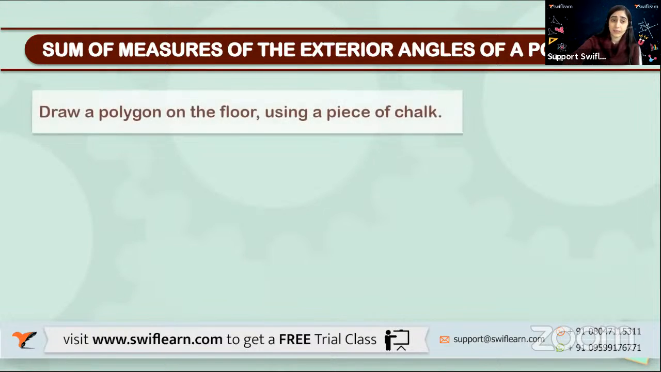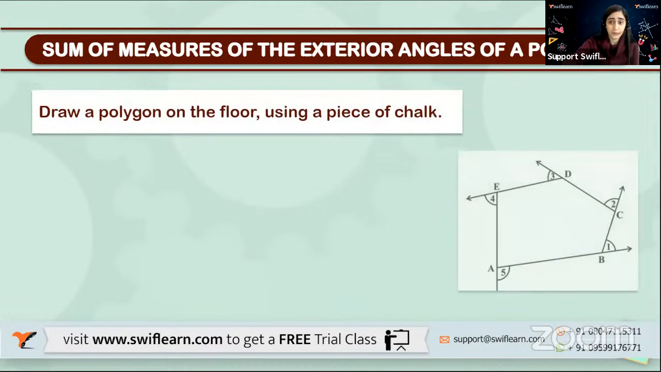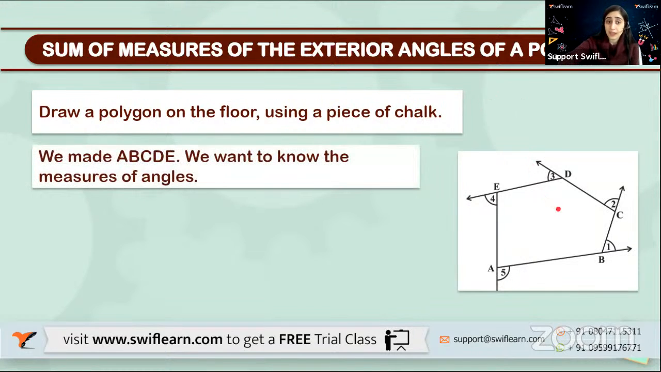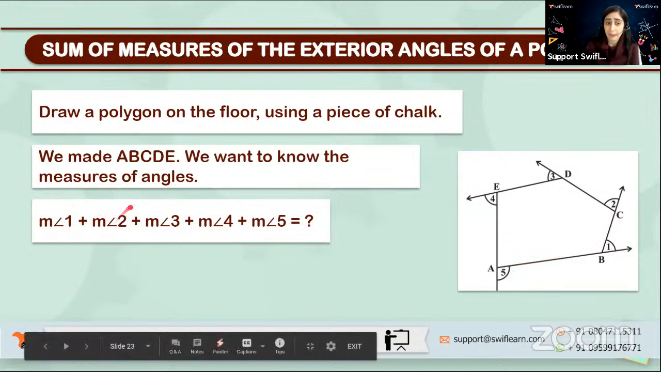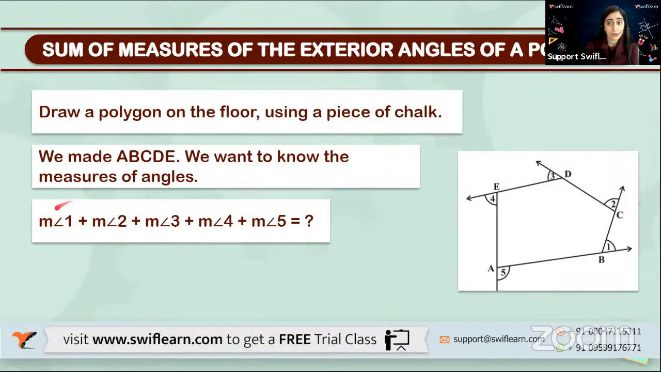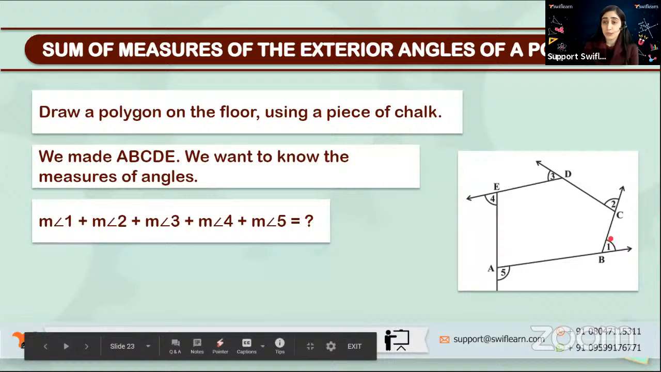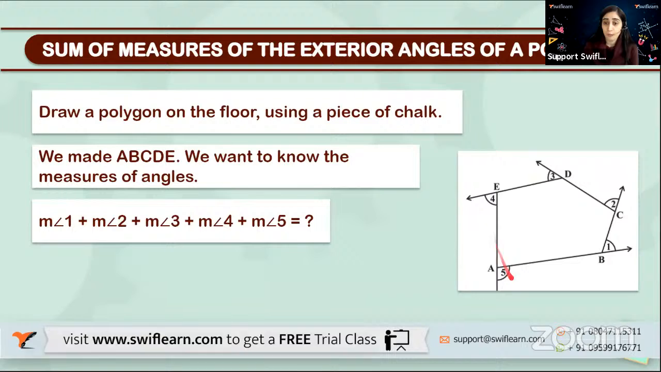What are external angles? See, let me draw a polygon with the help of chalk on the floor. Okay, this is a polygon that I have drawn. Now, I'm labeling A, B, C, D, E, and I want to know the angles. Why have I written M angle 1, M angle 2? That means measurement of angle 1. M is a short form of measurement. So I want to know angle 1 plus angle 2 plus angle 3 plus angle 4 plus angle 5.